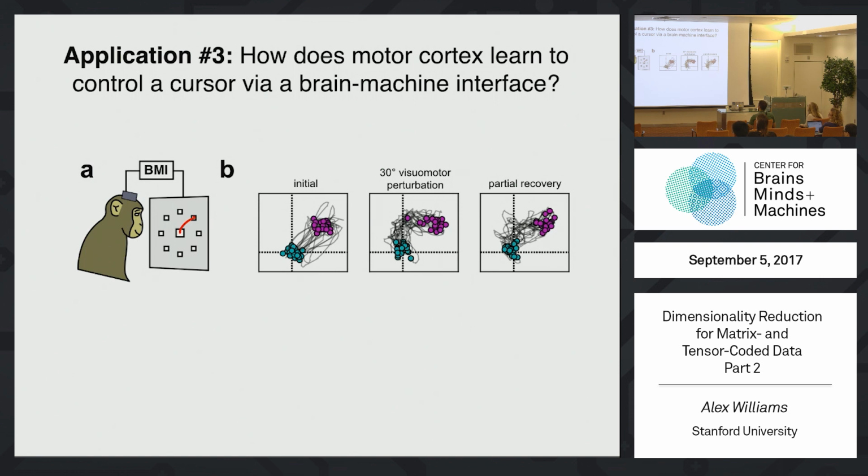And initially, I'm showing just 45-degree center-out reaches from the center of the screen to this 45-degree target. Initially, the monkey does quite well because he's done this task before. And then what Saurabh did was he perturbed the BMI so that when the monkey tried to execute a 45-degree reach, the cursor went off at a 30-degree angle. And the task for the monkey was it had to basically learn to adapt and compensate for this perturbation and make more direct reaches. And within a single session, the monkey more or less was able to do that, or at least get a partial recovery.